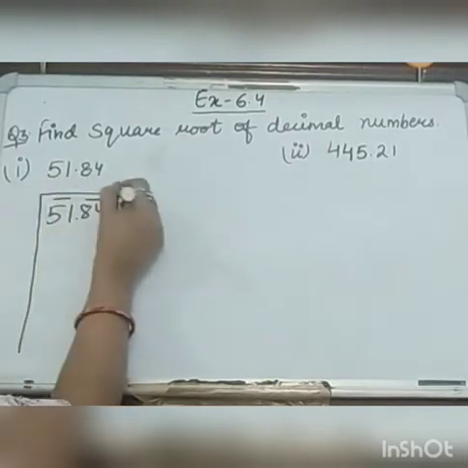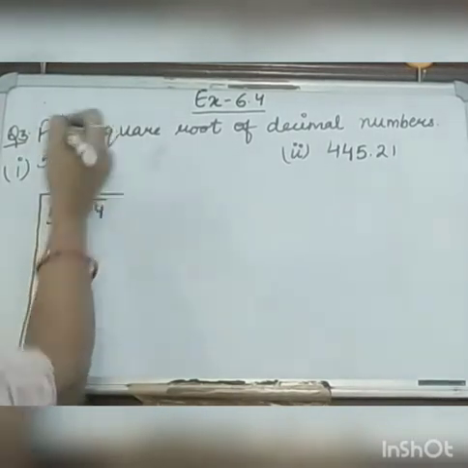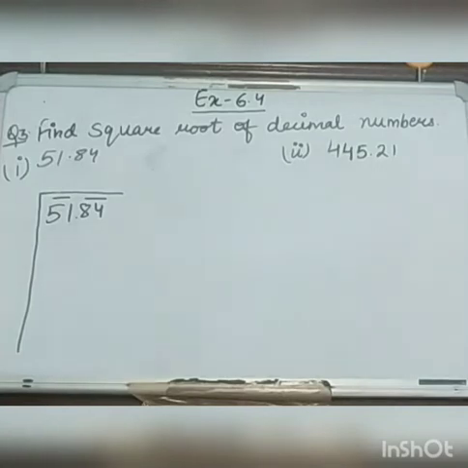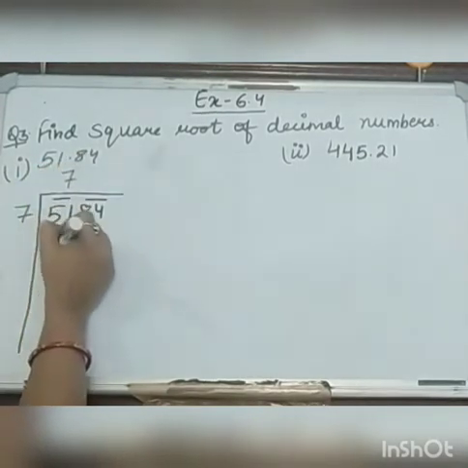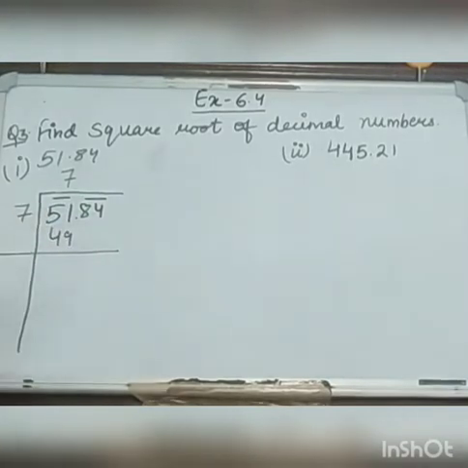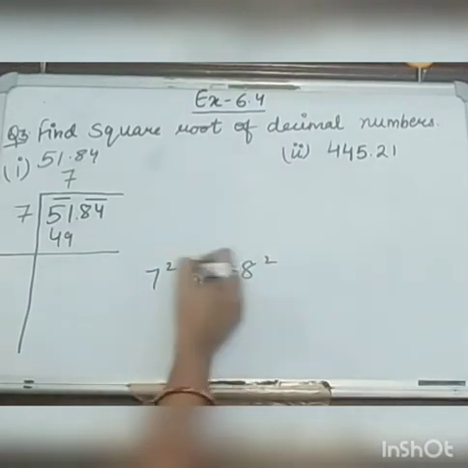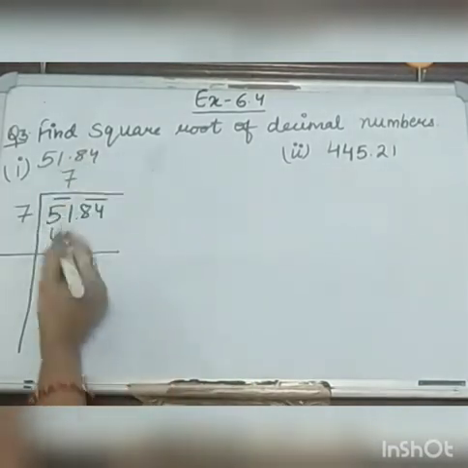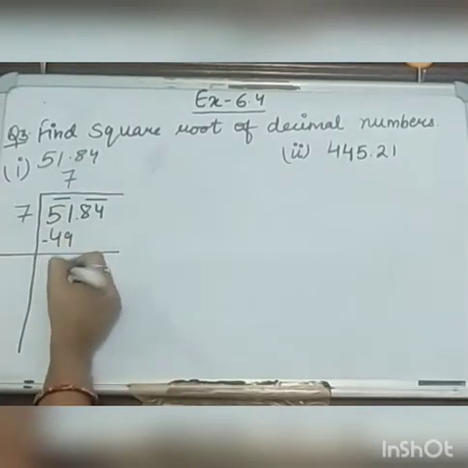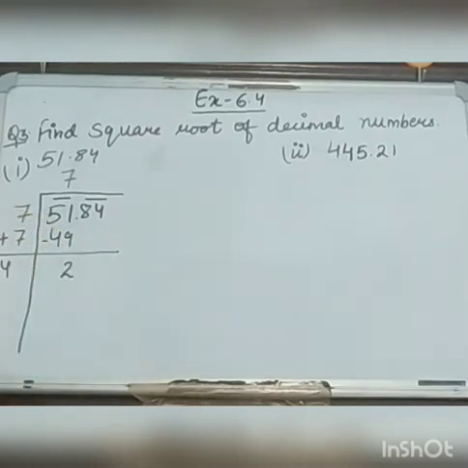Okay. Now we will check 51. Now 7 sevens are 49. Okay, because 51 comes between the square of 7 and the square of 8, so we will take the square of 7. 7 sevens are 49. Here we will add them, we will get 14.